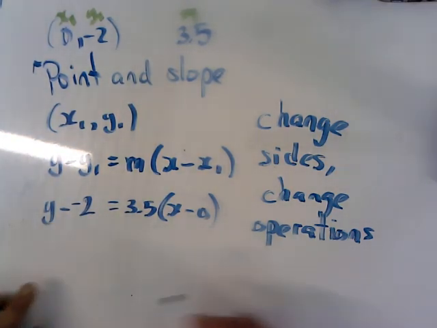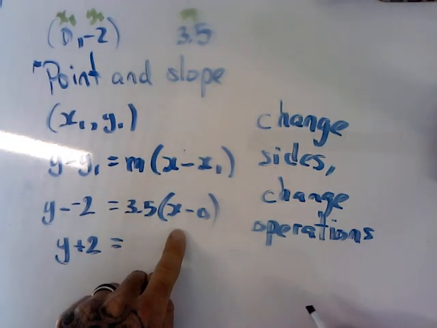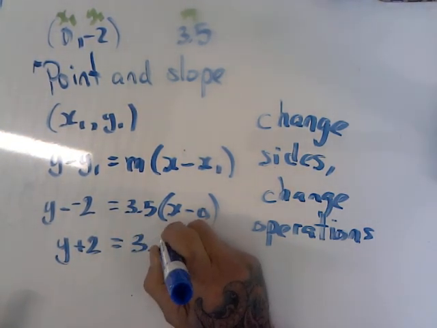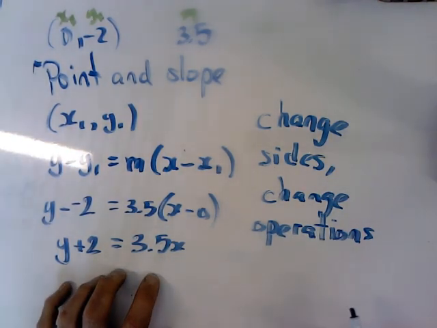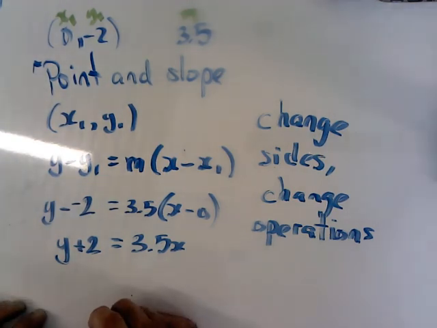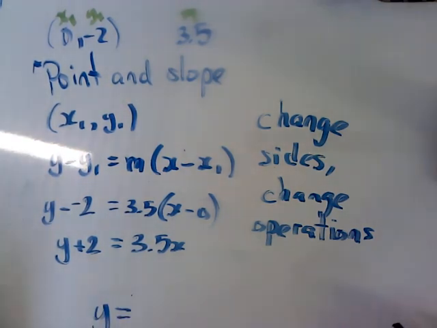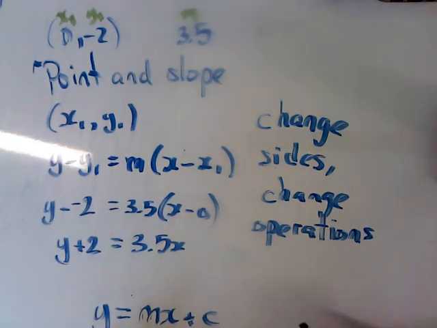Simplifying, I know minus a minus becomes plus. 3.5 times x is 3.5x, times 0 is nothing. So, all we have to do now is to get this equation to begin y equals, and we're done, because it's going to be y equals mx plus c. That's how you know when you've got it in the proper form.